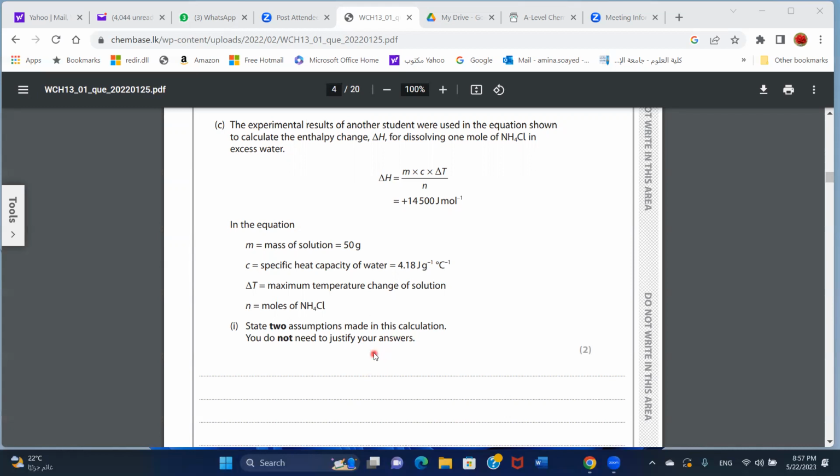Because your voice is lagging a little bit. But as you said, this was excellent. You said that we assumed that the density of the solution is equal to 1 gram per centimeter cube, although of course it's different than that because it's a solution and not water.